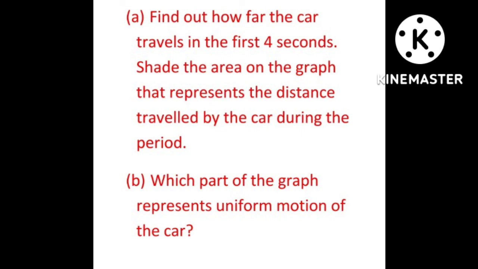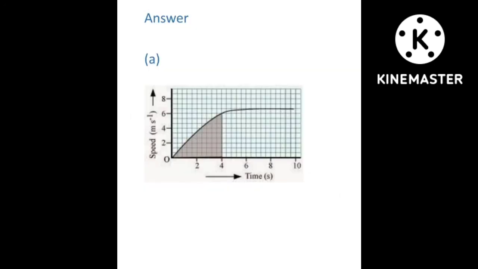In this question we have to find out the distance travelled by the car in the first 4 seconds, and we have to find the part of the graph that represents uniform motion of the car. Here we can see the shaded area, that is 4 along x-axis and 6 along y-axis. So that will be equal to half into 4 into 6, that is 12. That represents the distance travelled by the car in the first 4 seconds.